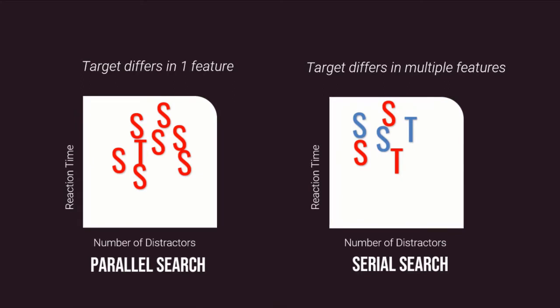This is important because it illustrates a difference between two different ways of implementing algorithms. That single feature difference can be detected with what we call parallel search. You can actually scan all of the items in the scene at the same time, but only if there's a single feature difference. Whereas the multiple feature difference can only be detected with serial search. You have to scan each item one at a time.